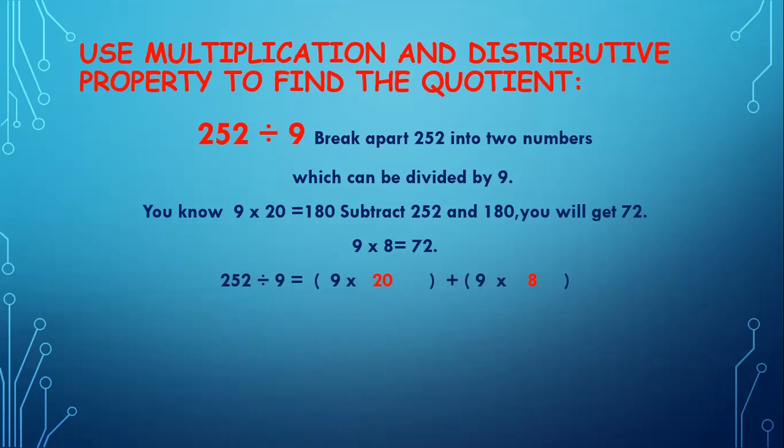Now, the numbers in red, you can add them, that is 20 plus 8 is 28. So 9 times 28 equals 252, or 252 divided by 9 equals 28.